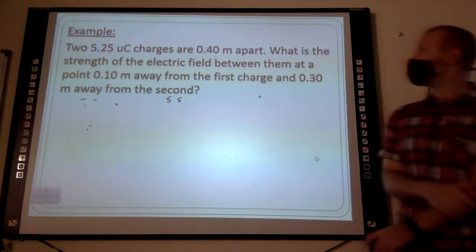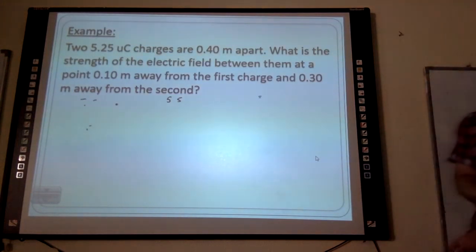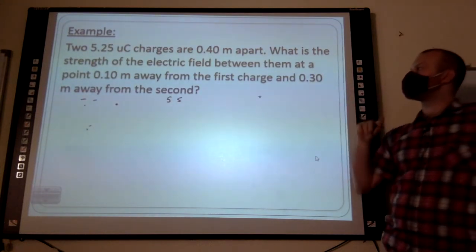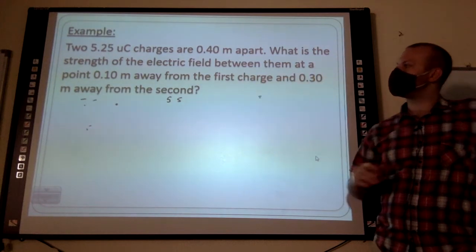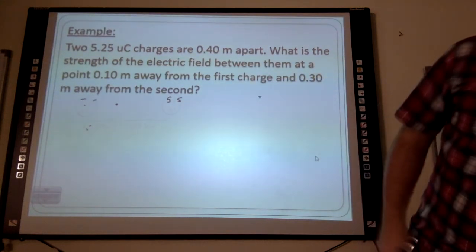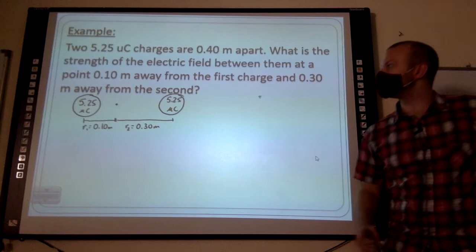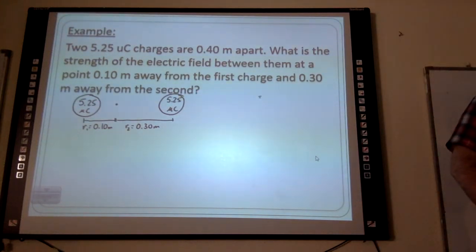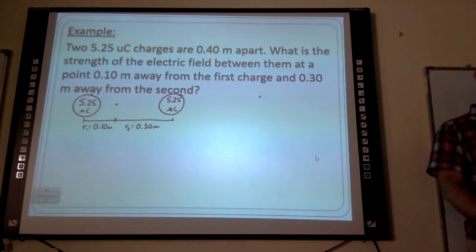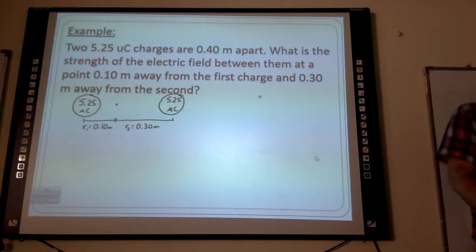So let's try another one. I've got two charges. We know the distance apart. We want to know what is the field strength between them. And now we're not exactly in the center. So we're going to be 0.1 meters from the first charge and 0.3 from the second. So here's our situation. The charges are the same. We now have a different point. It's slightly more to the left.